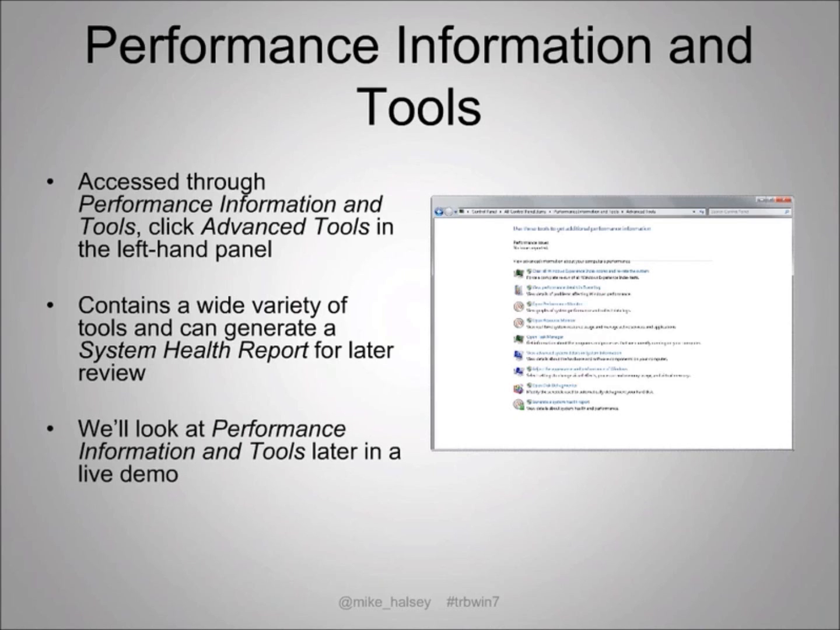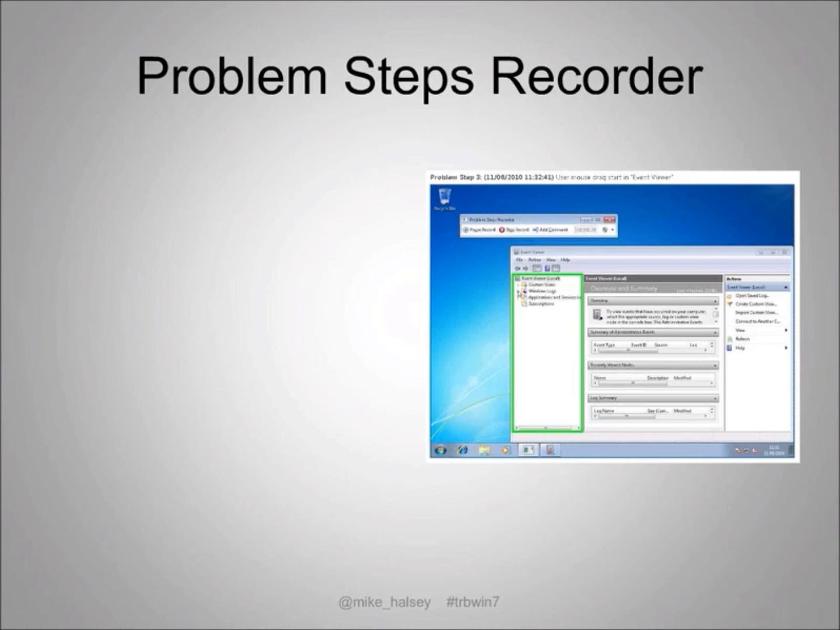And we're going to look at performance information tools later in a live demo. Now, Problem Steps Recorder. This was a lovely little tool that was introduced with the beta of Windows 7, and beta testers loved it so much that Microsoft decided to keep it. You won't find it in the Start menu, you won't find it in Performance Information and Tools, you won't find it in the Computer Management Console, but if you type PSR into the search box in the Start menu, you will find it there.